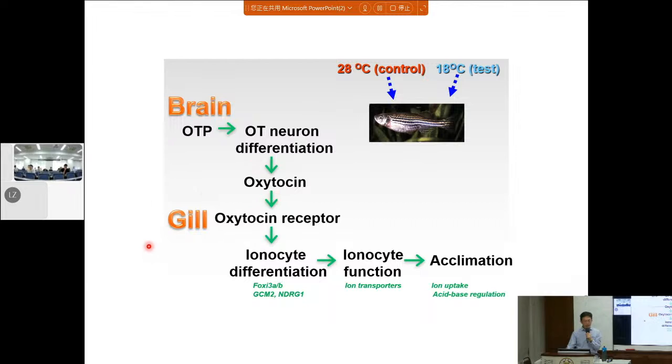Then in the gill, the ionocytes express the oxytocin receptor. After they bind oxytocin, the signaling pathway promotes ionocyte differentiation. Then the ionocytes will increase, and also the expression of transporters in the ionocytes, so the ionocyte function will be increased. This process can be called acclimation, meaning increased ion uptake and acid balance regulation.